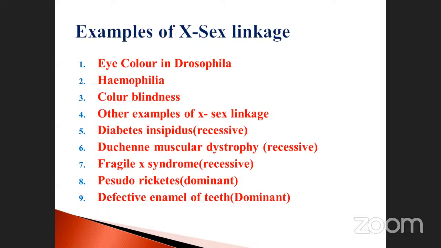One is eye color in Drosophila, because it has red color and also white color eyes. This was done by one of the scientists called T.H. Morgan. That's why he is called the father of modern genetics, isn't it? Okay. And hemophilia, you already know about. It is one of the bleeding diseases, present in the royal families, the Victorian princes, isn't it?